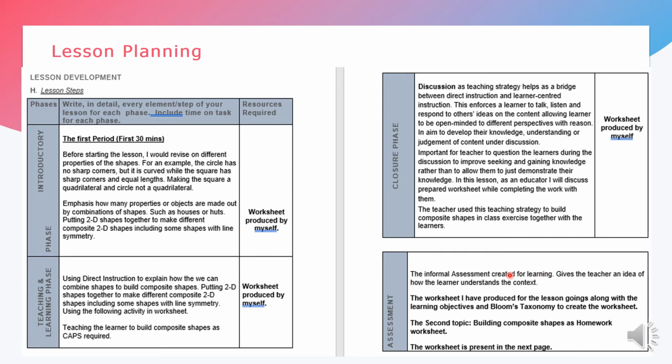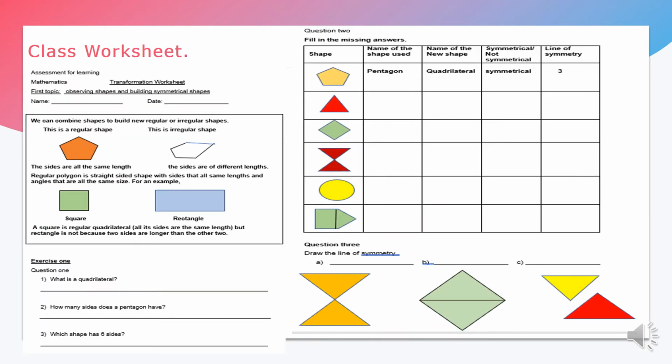So informal assessments for learning are just to get an idea if the child understands the content. It follows Bloom's, and it has the learning objectives. That's very important. And your second topic has the homework worksheet as presented on the next page. Let's look at the worksheet for the first lesson. The first topic was observing shapes and building symmetry shapes.